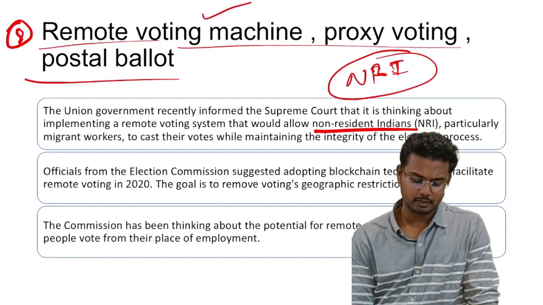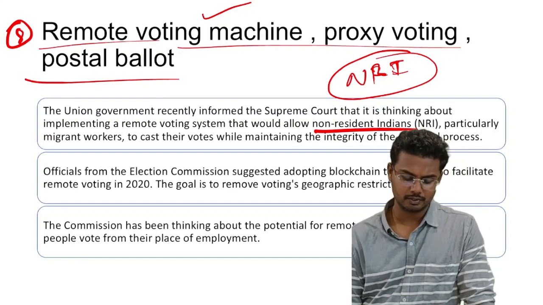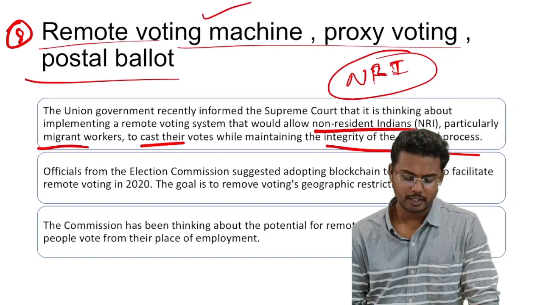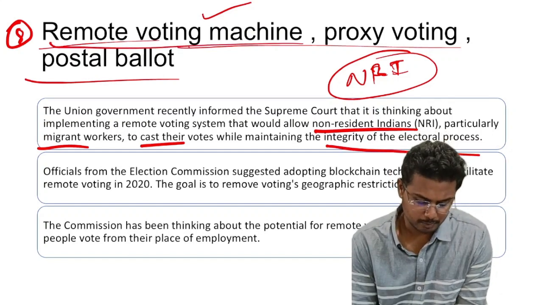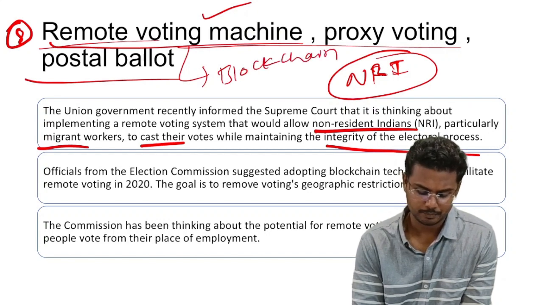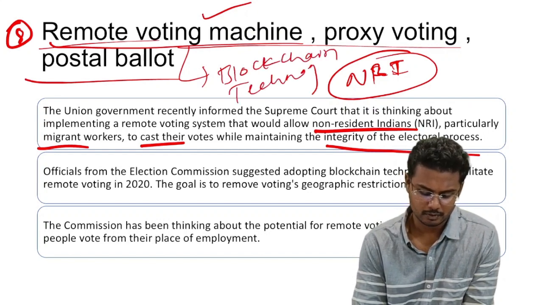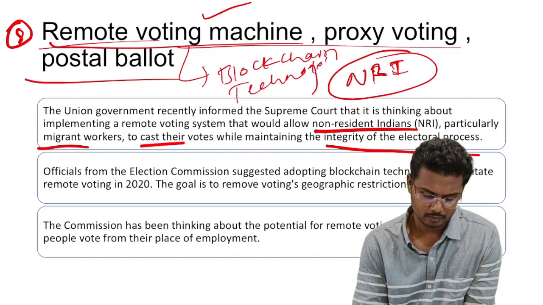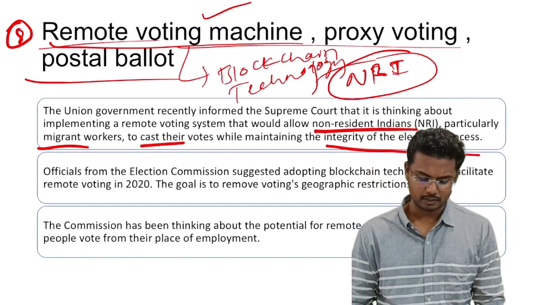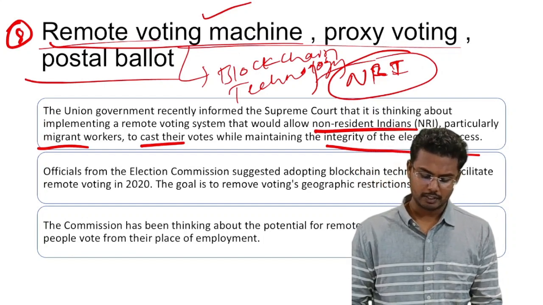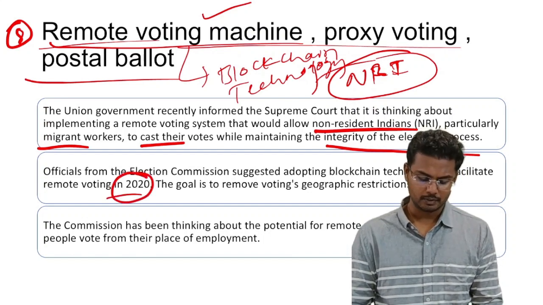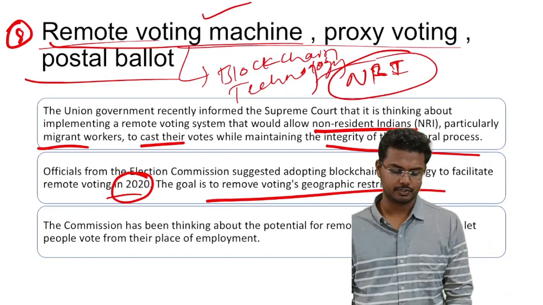So this particular remote voting system would allow non-resident Indians, particularly migrant workers, to cast their votes while maintaining the integrity of the electoral process. So this is supposed to work on technology which we are all aware of, that is blockchain technology. All right. So officials from the Election Commission have suggested adopting blockchain technology to facilitate remote voting way back in 2020. The goal is to remove voting's geographic restrictions.